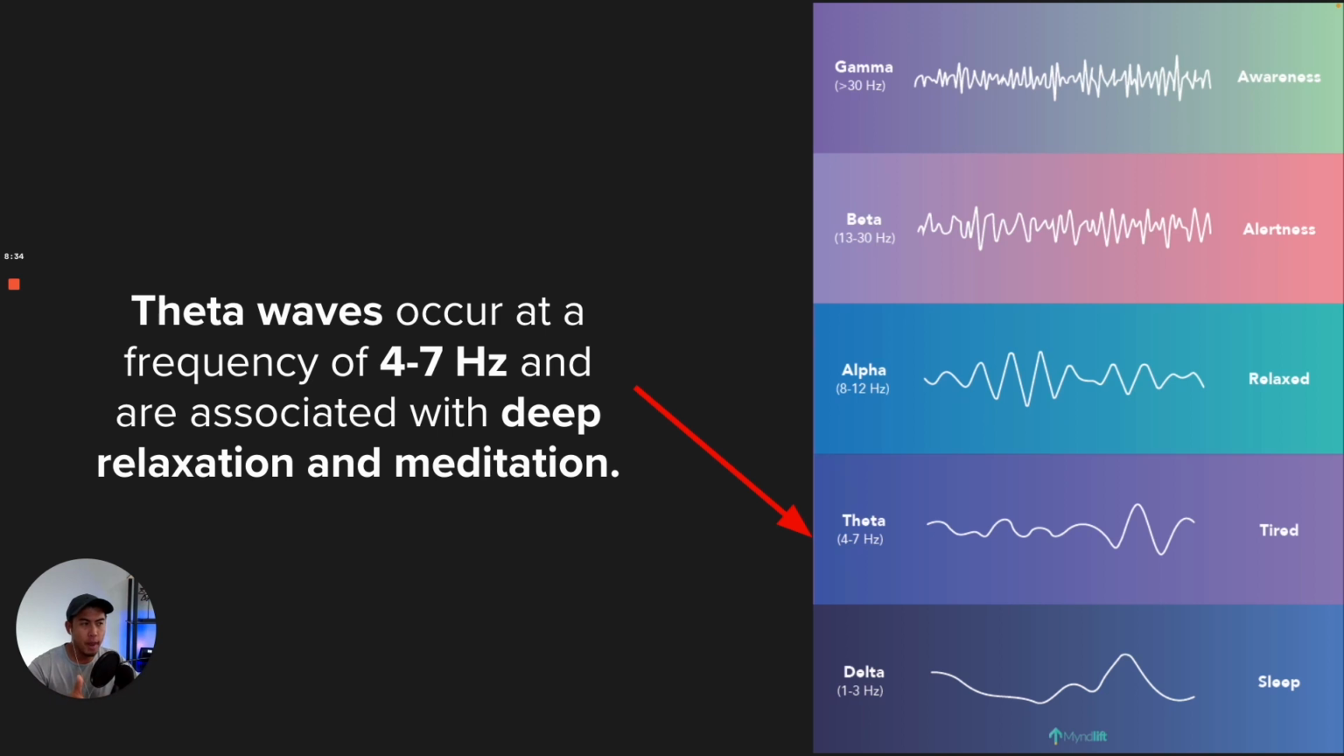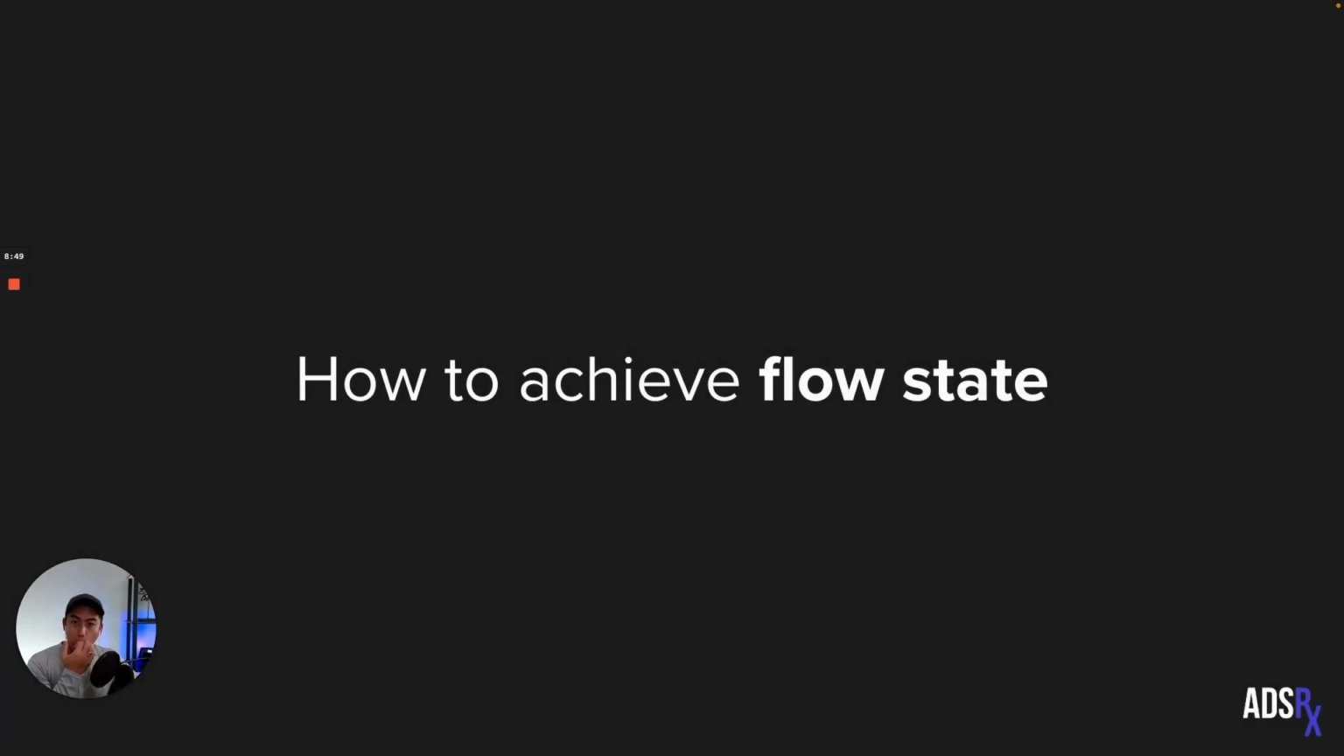And I'll break down how we get into flow state. You can deliberately tap into flow state on purpose by lowering your brainwave state, by slowing it down. Okay, so I'm going to break down how to achieve flow state now.